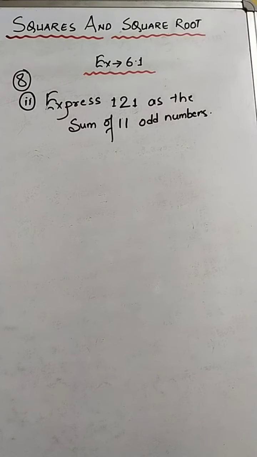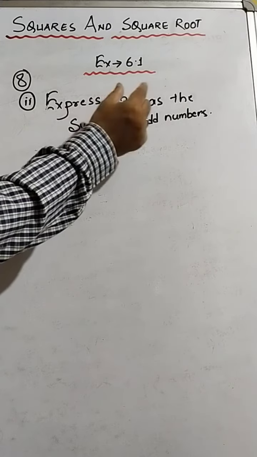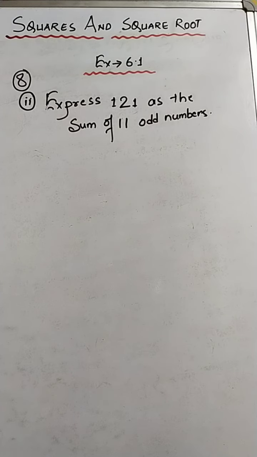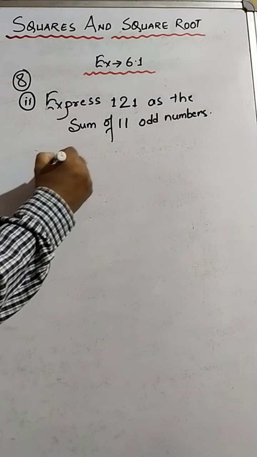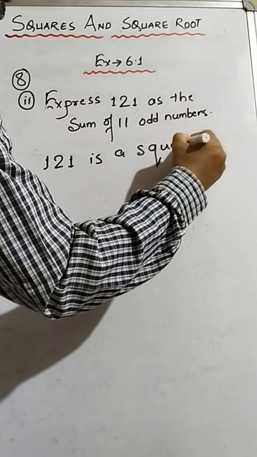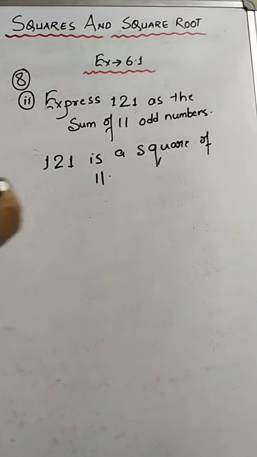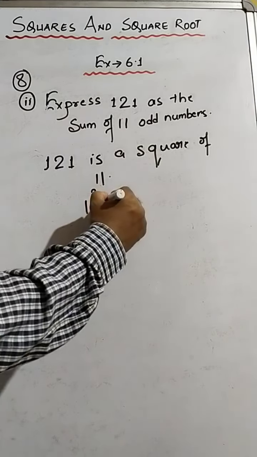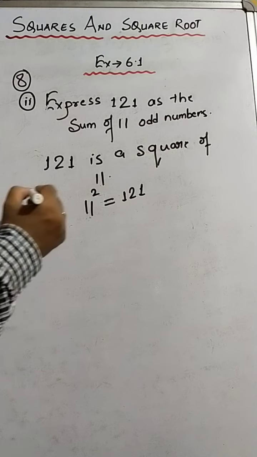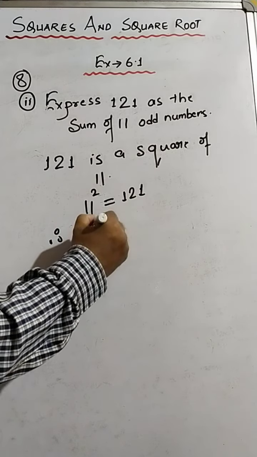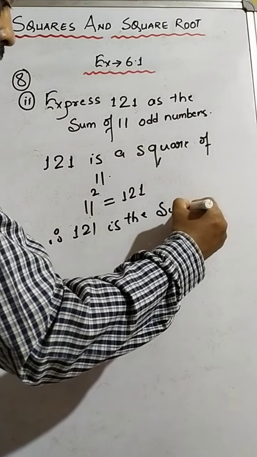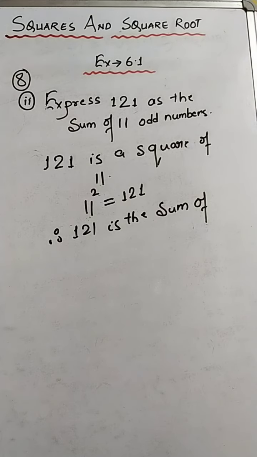Now the question is, sum number 2: express 121 as the sum of 11 odd numbers. And why are they saying 11? Because 121 is a square of 11. So we have to write this. So 121 is a square of 11. That means if you multiply 11 two times, then you will get the answer as 121. So therefore 121 is the sum of 11 odd numbers.